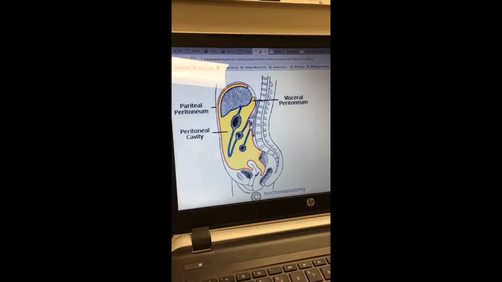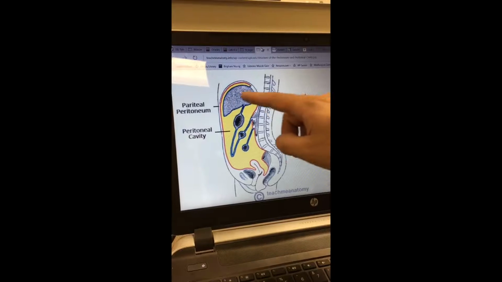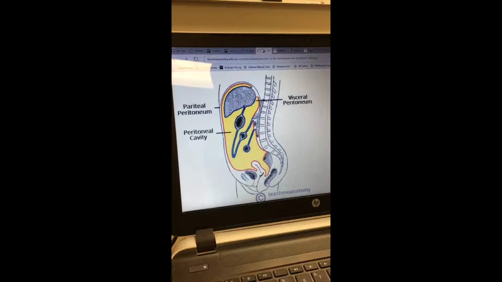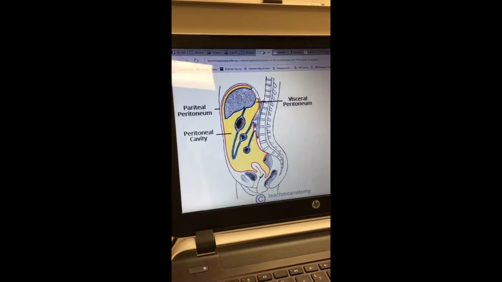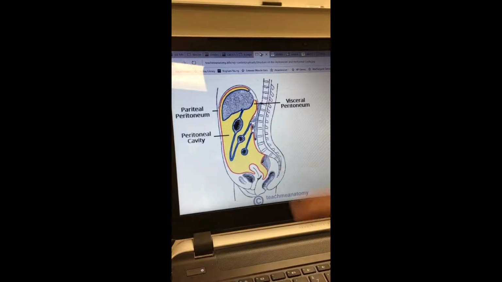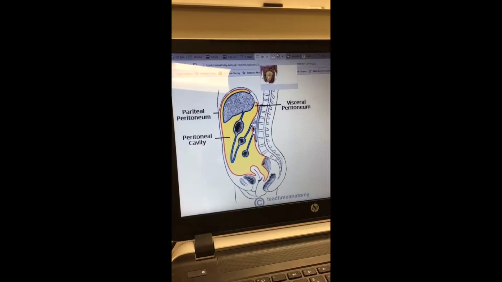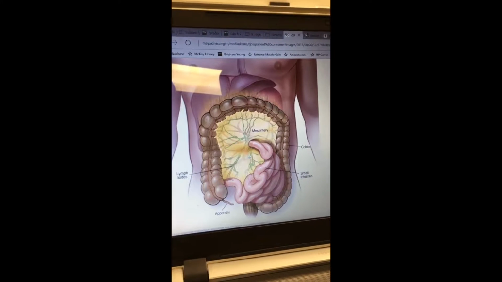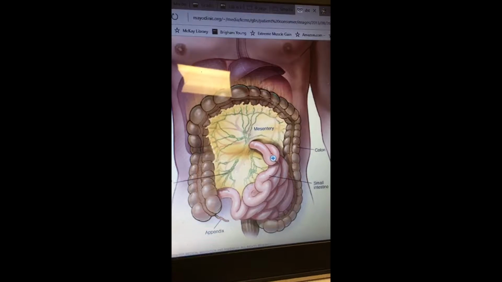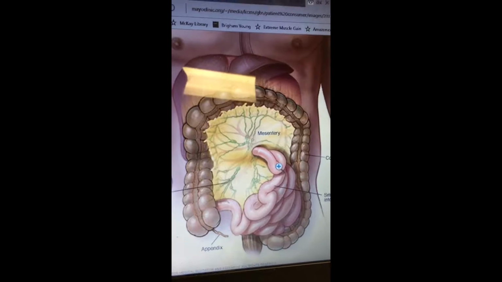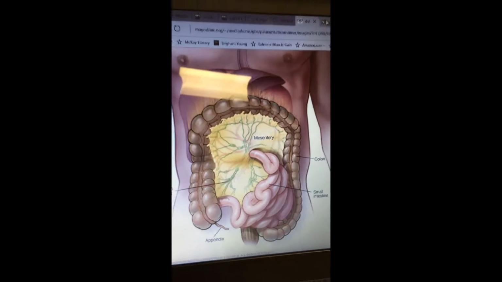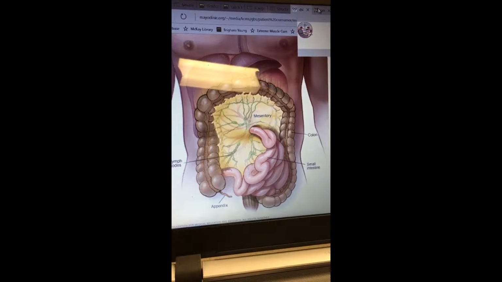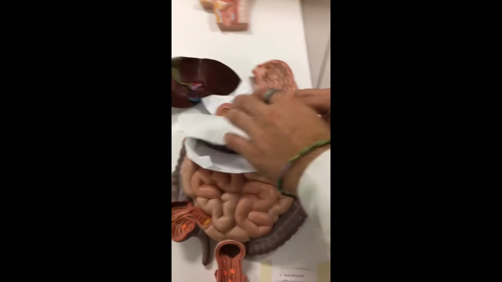Continuing with the peritoneal membranes, we have the visceral peritoneum, which covers the organs in the abdominal cavity, and the parietal peritoneum that covers the wall of the abdominal cavity. Then we have the mesentery, which is this layer that connects different organs in the abdominal cavity to the posterior abdominal wall. We have the greater omentum and lesser omentum, which in this model we did put as papers.